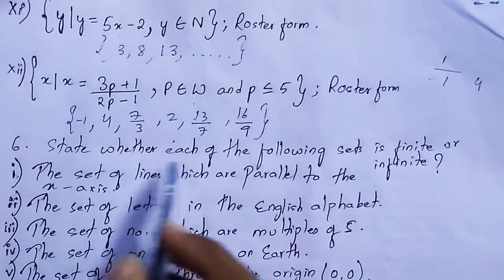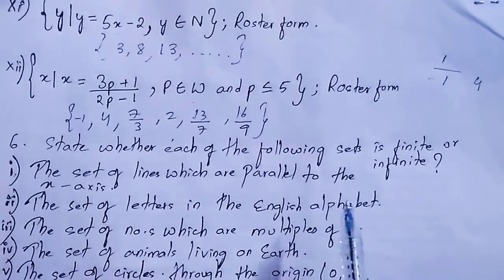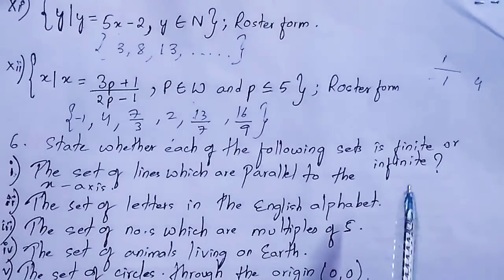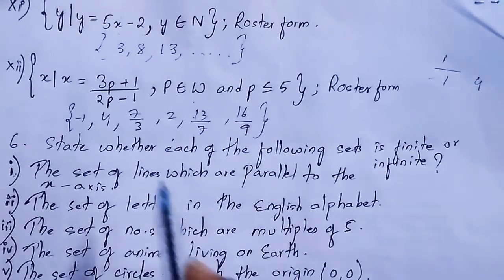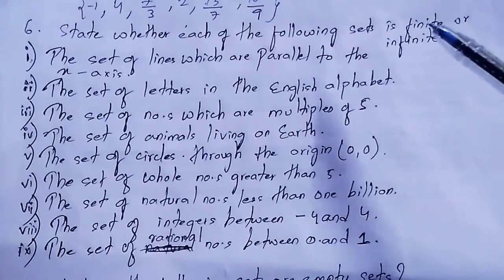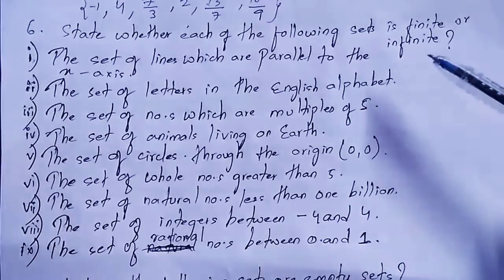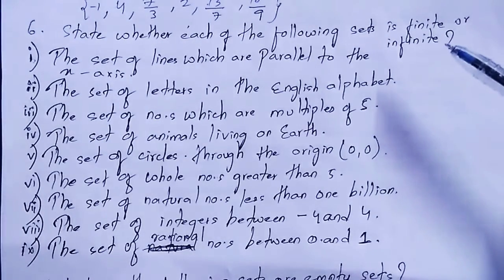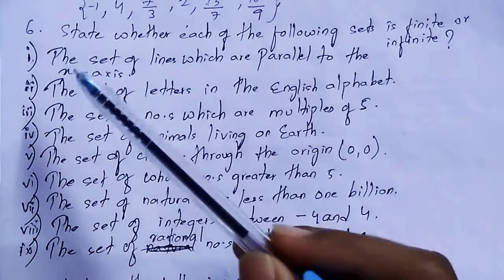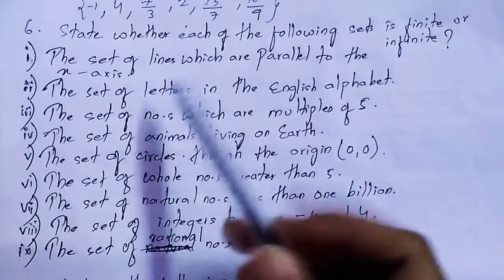Next one, state whether each of the following sets is finite or infinite. So you need to state whether the following sets are finite sets or infinite sets. So friends, here, if you talk about finite sets, that means finite means anything which has an ending. But if you talk about infinite sets, then it does not have ending. Let's see. First one, the set of lines which are parallel to the x-axis.